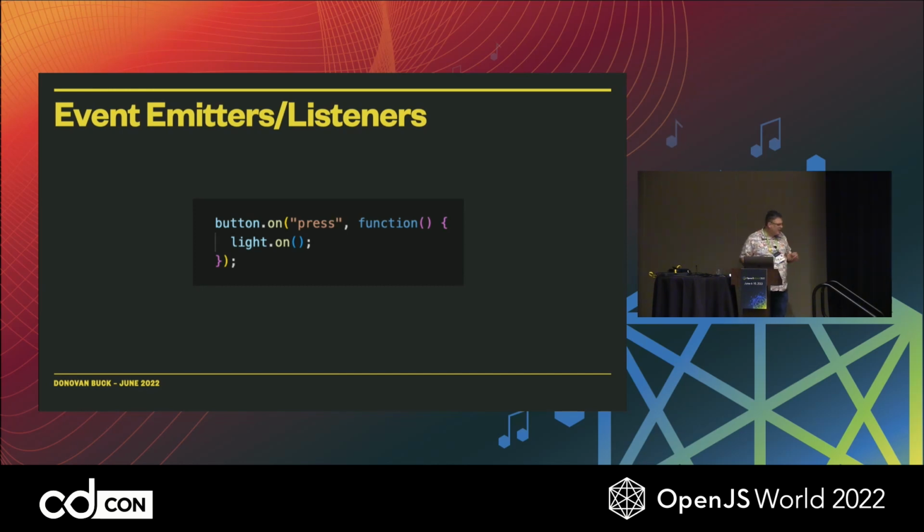So the second thing I want to talk about is not really part of the language, but it's a pattern in the language, and that's event emitters and listeners. It's my personal favorite thing about working with hardware in JavaScript, where I can just have a listener, button on press, light on. It makes it super easy to model those real world interactions with UI, with hardware inputs.